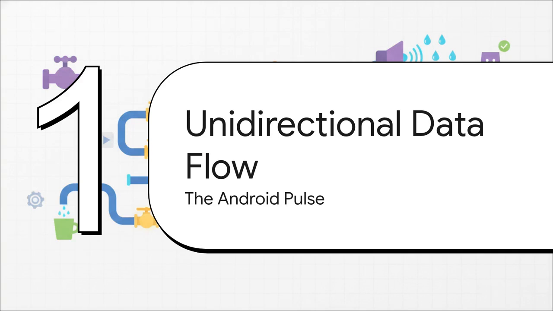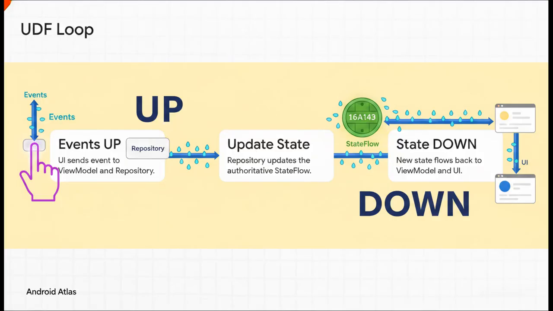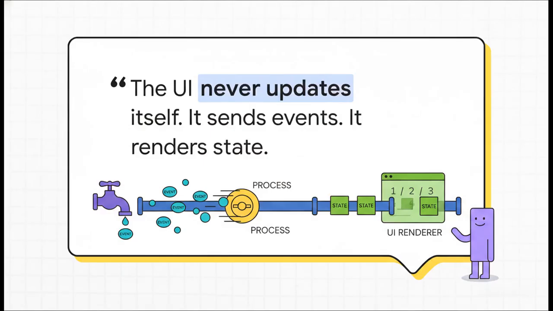Section 5. Unidirectional Data Flow. The Android Pulse. This is the exact pulse of a healthy Android app. Step 1. An event, like a button click, travels up from the UI to the ViewModel to the repository. Step 2. The repository does the work and updates the state flow. Step 3, the new state flows down to the ViewModel and finally back to the UI. This gives us an absolute, non-negotiable rule. The UI never updates itself. It sends events, it renders state. This one-way loop is what keeps your architecture predictable.